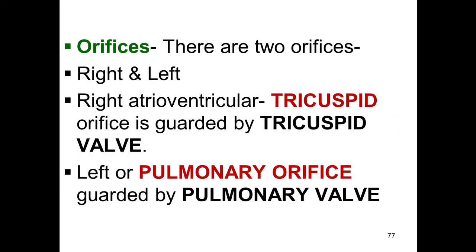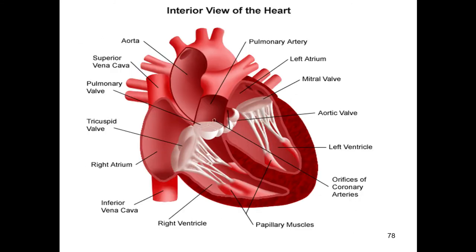Now what are the orifices, the openings in the right ventricle? The tricuspid orifice, which is guarded by the tricuspid valve, and the pulmonary orifice, which is guarded by the pulmonary valve. So between the right atrium and the right ventricle is the tricuspid valve. So this is one opening. Another is with the pulmonary valve, from the pulmonary trunk. So two openings in the right ventricle.